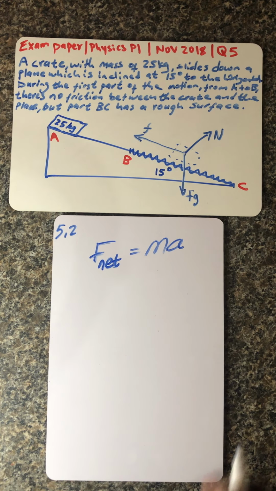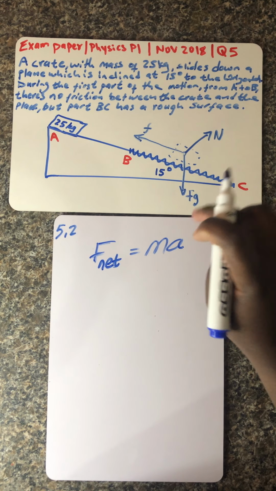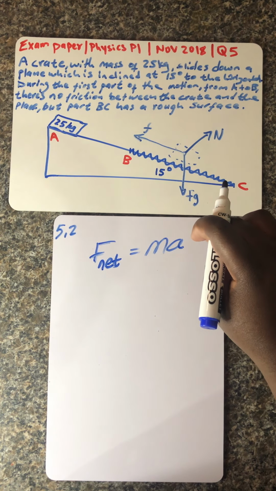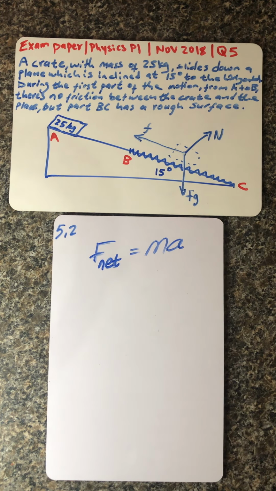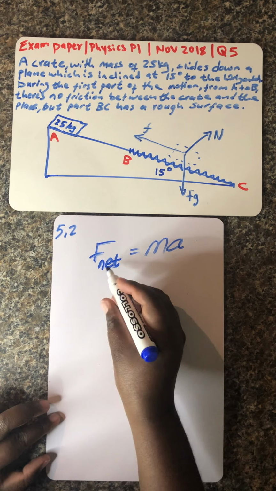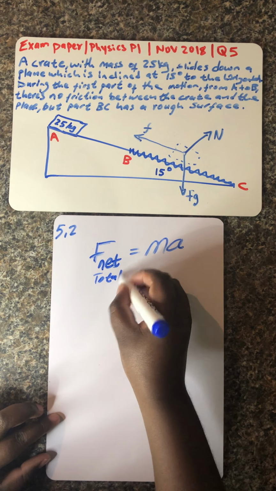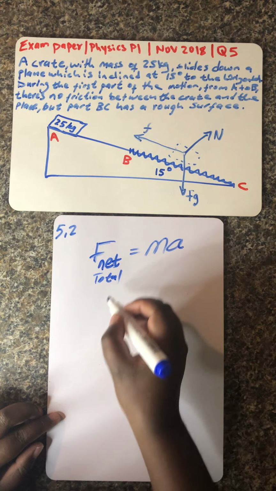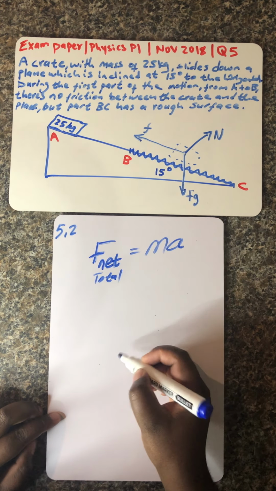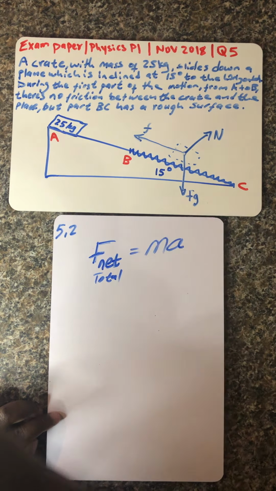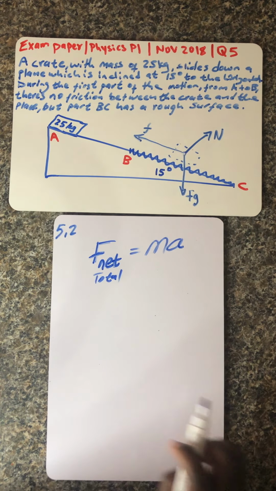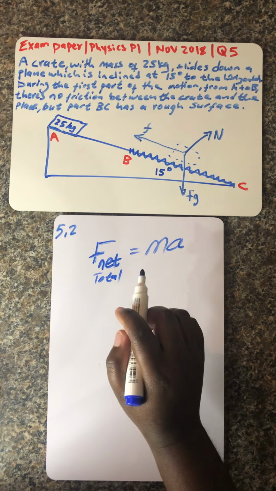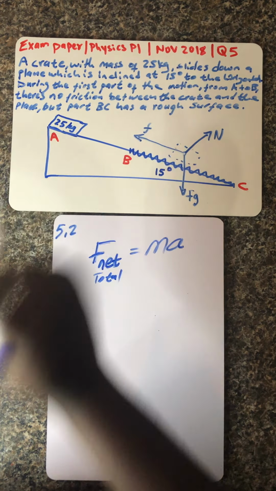Guys, in grade 11 and 12, and again at tertiary level, this formula is very, very much important. What is the word net? Net means total, that we know. Then total of what? Total of forces. Which forces? Forces acting on that particular object. What is that particular object? It is the object of 25 kg, which is sliding from A to B.